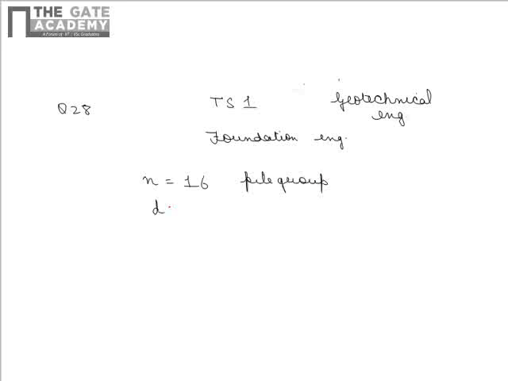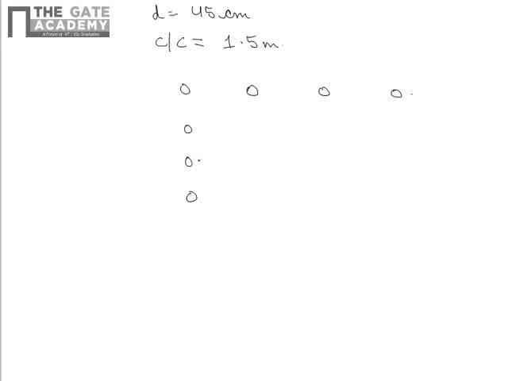having diameter equal to 45 centimeter each and center to center spacing 1.5 meter. So the pile group will look like this: 1, 2, 3, 4 and 4 in this direction, making 4 piles in each row and column.